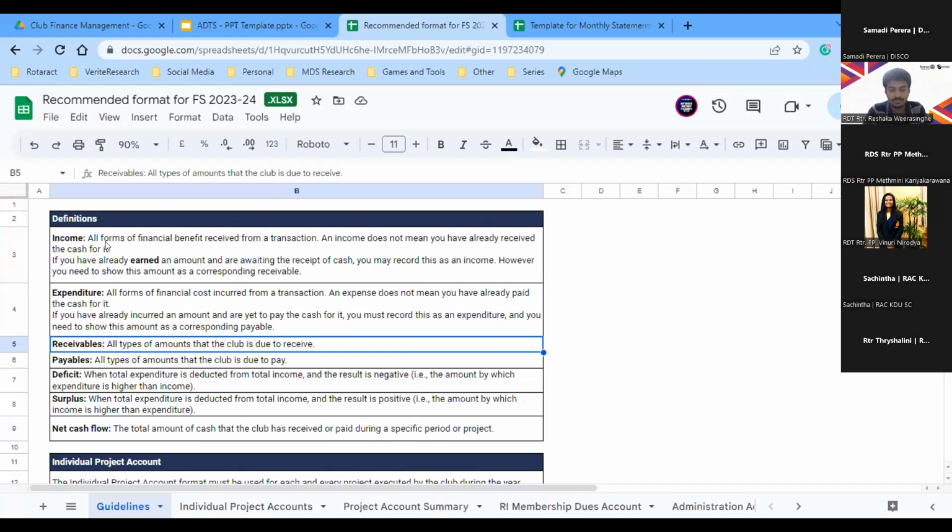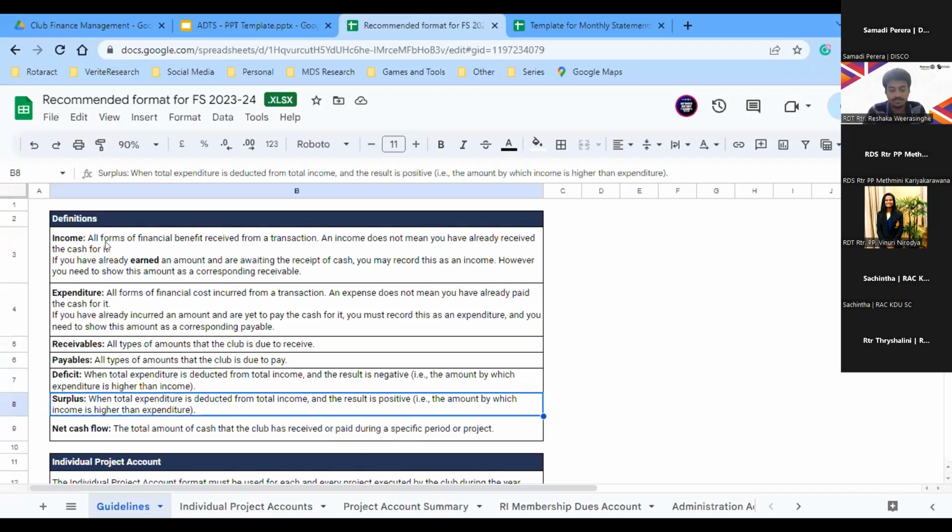Payables is the opposite of that, when you have to pay someone else. Your project has ended, you had gotten something, but you haven't paid for it yet. So you're yet to pay for it. So that's payables, right?